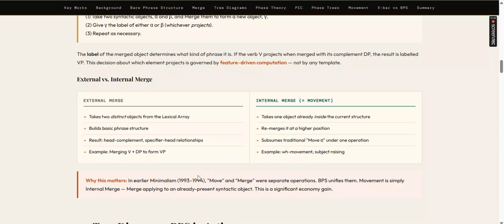So why does this matter? In earlier minimalism, Move and Merge were separate operations. BPS unified them. Movement is simply internal merge applying to an already present syntactic object. This is a significant economy gain.